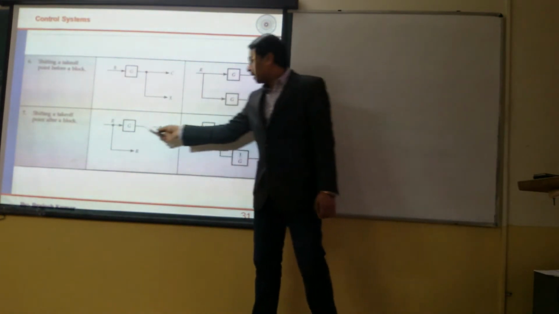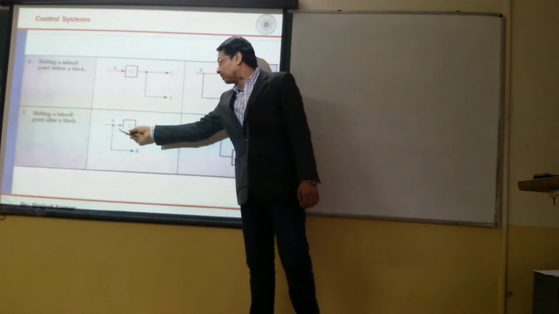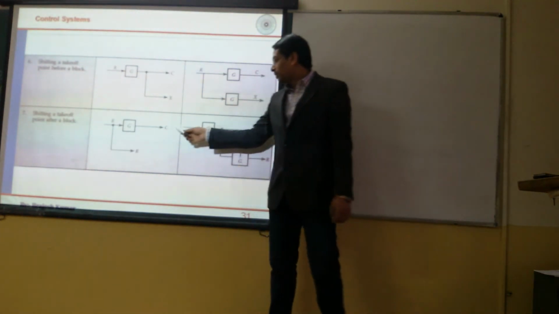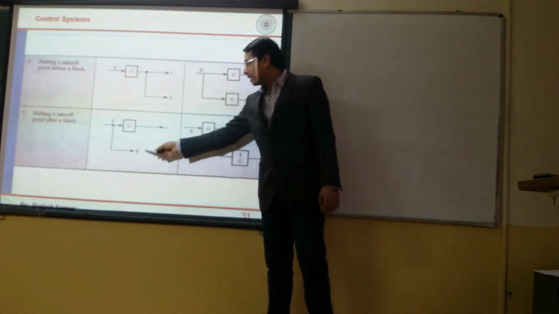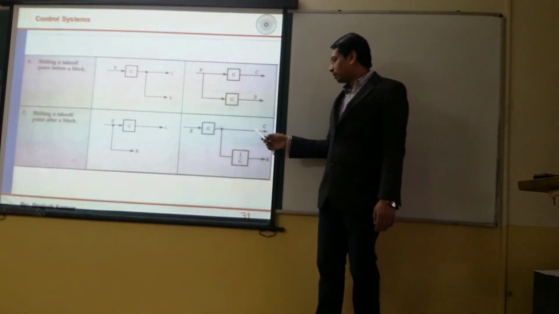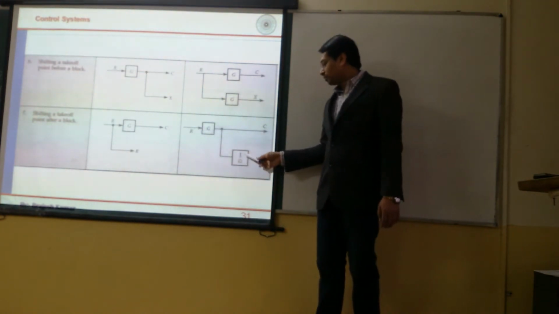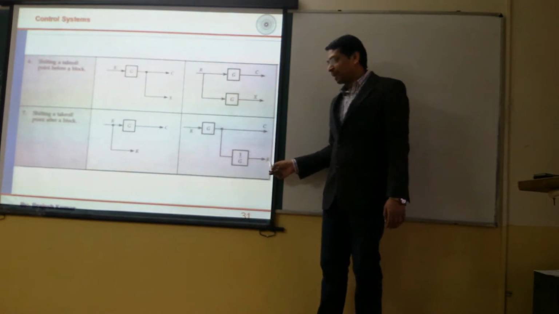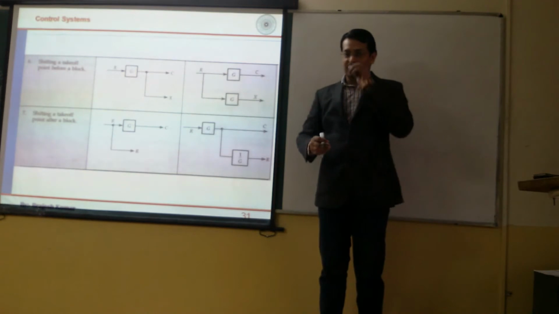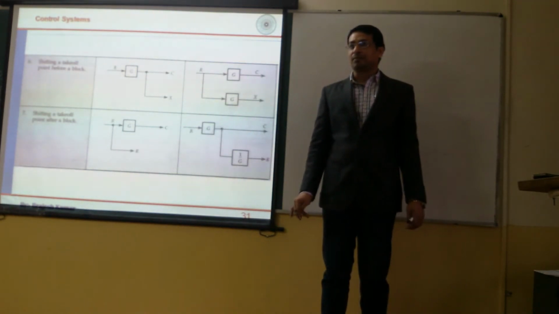Once more, if you want to shift this take-off point in front of G, then equivalently here your C is equal to R into G and R is equal to R itself. So here you should also get the same value. Here you will get R into G, so you have to divide by G, that is multiply by 1 by G, so that your R will be equal to R itself and C will be equal to R. So these are some, you can say, formulations for block diagram reduction.